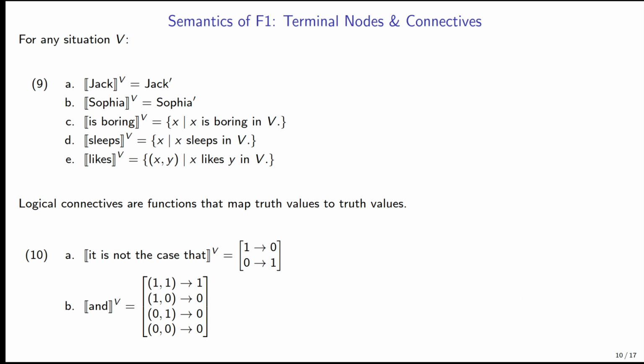Okay, so let's start by talking about the meanings of the terminal nodes and the connectives. Whenever we have a proper name, like say Jack or Sophia, its meaning is just an object, it's an element. And typically what we do is we specify that with either the name or a single letter, and we put a little prime symbol next to it. So the meaning of Jack in some situation V could be Jack prime, or we could just call this J prime for shorthand. So the value of Sophia in some situation would be Sophia prime or S prime.